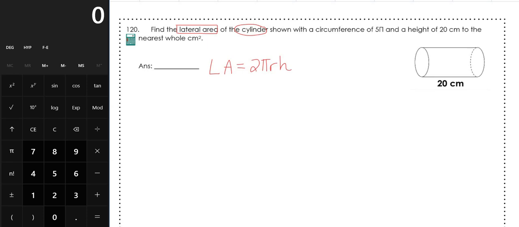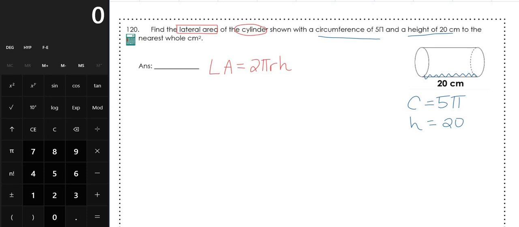So in order to use this formula, you have to know two things, the r and the h, the radius and the height. Let's see what they give you. They tell you a circumference of 5 pi. Okay, so your circumference is 5 pi. And your height is 20 centimeters, which is also pictured. Remember, height is what connects the two circles together, what connects your bases. So I'm also going to put that my height is 20 centimeters.